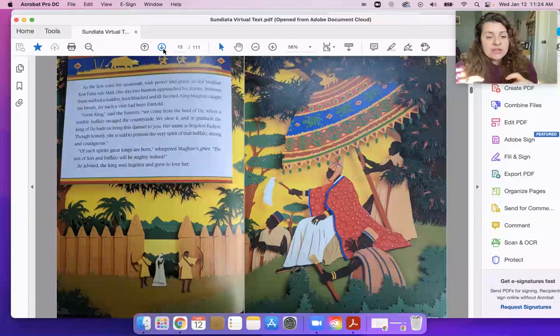So this is how Sunjata's parents meet. His father is a king. He has the spirit of a lion. Two hunters bring a woman with the spirit of the buffalo. He marries her.